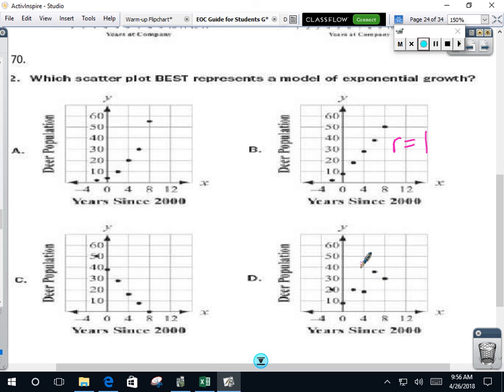And then if the points are just all over the place, what kind of correlation coefficient would that be? Very close to what? 0. Okay, the weaker it gets, and where you see no correlation at all, the closer the correlation coefficient gets to 0. It's always between 0 and 1, or 0 and negative 1 for graphs that go down. All right, page 25, number 71.